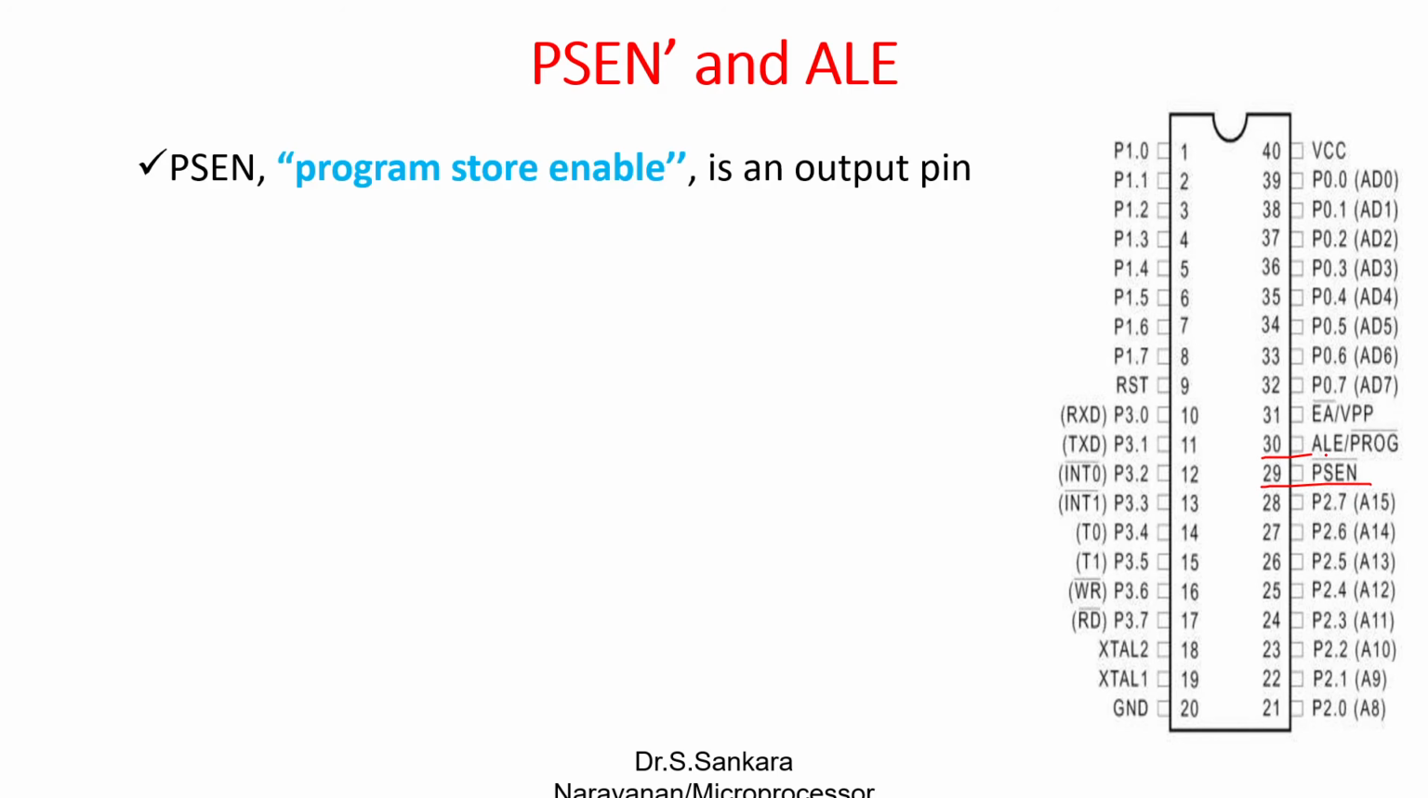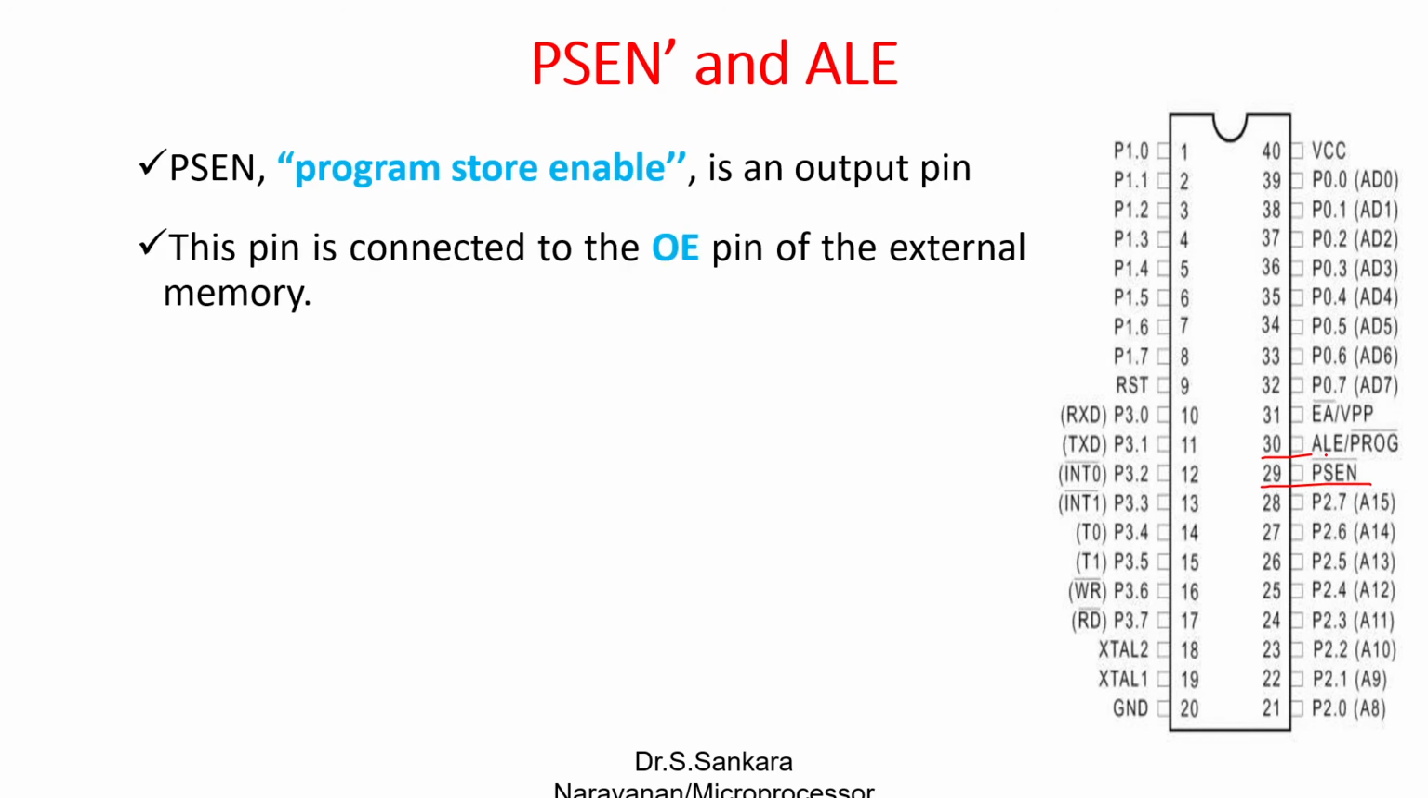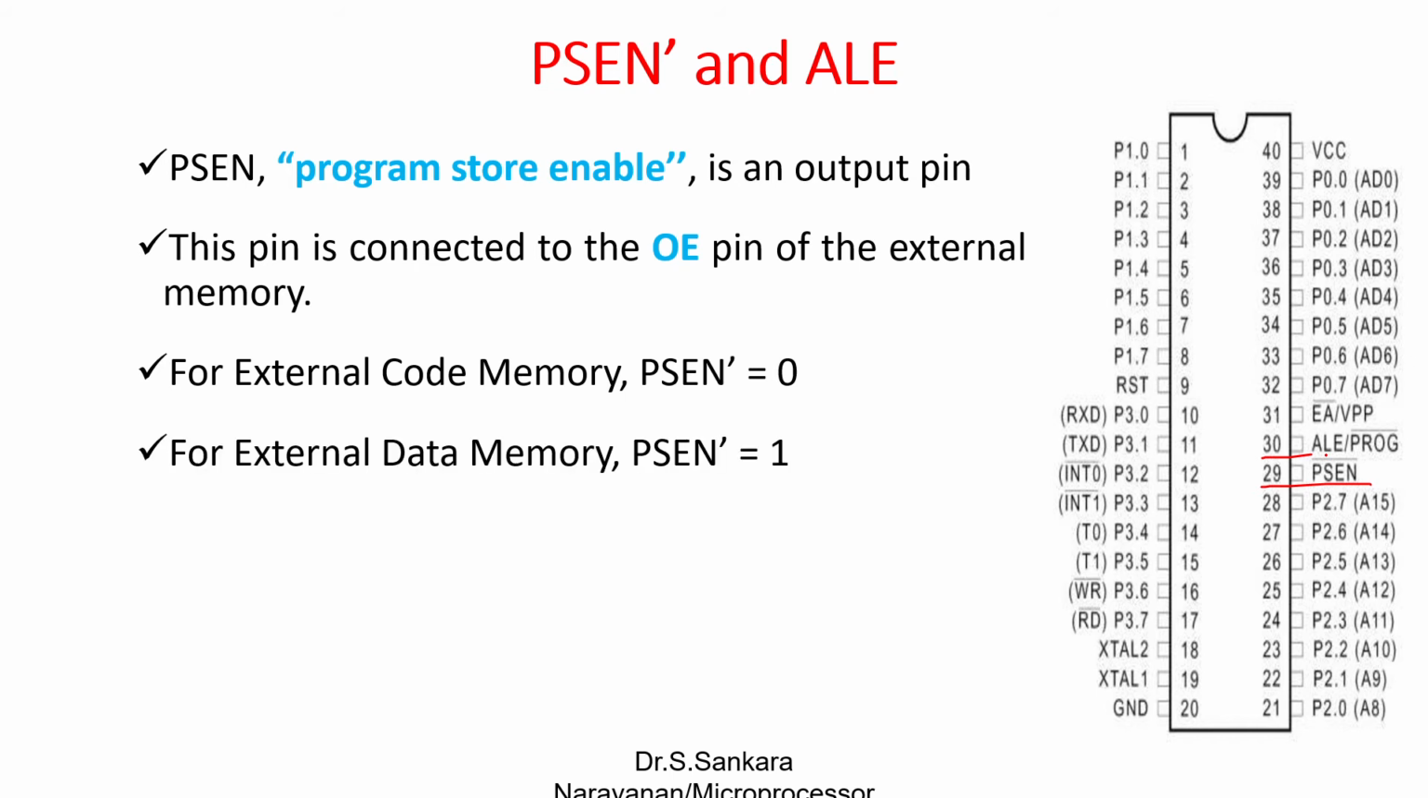The program store enable is an output pin. This pin is connected to the OE pin of the external memory to interface to the external memory. For external code memory, the PSEN value is 0. For external data memory, the PSEN value is 1.